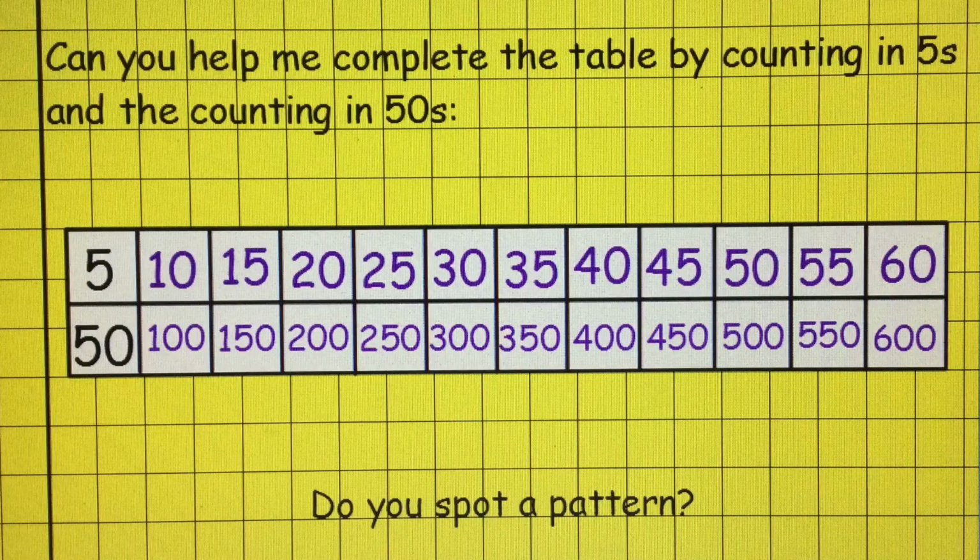So when we're counting our fives, it goes 5, 10, 15, 20, 25, 30, 35, 40, 45, 50, 55, 60. And when we're counting our 50s, it goes 50, 100, 150, 200, 250, 300, 350, 400, 450, 500, 550, 600. Were you able to spot a pattern?